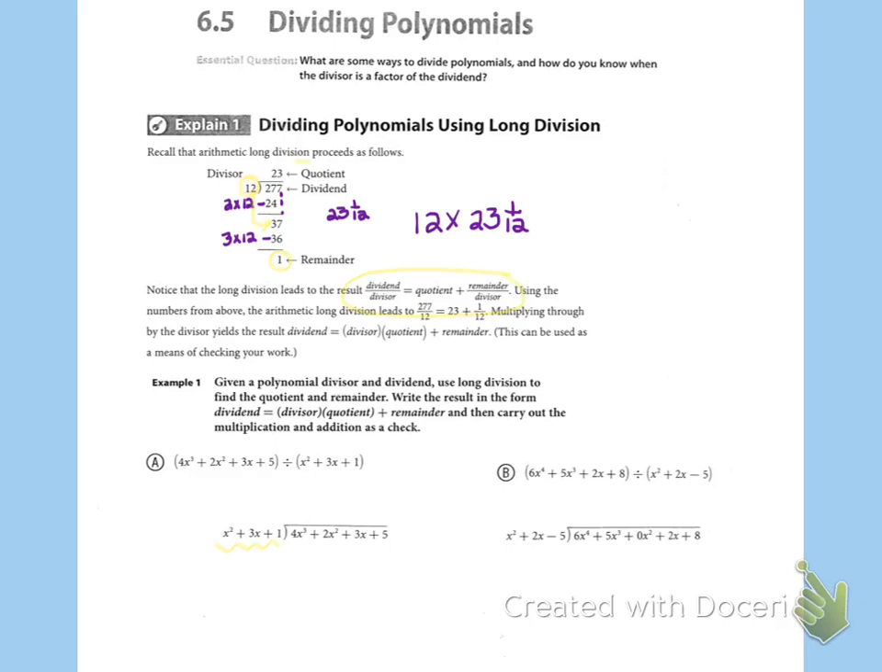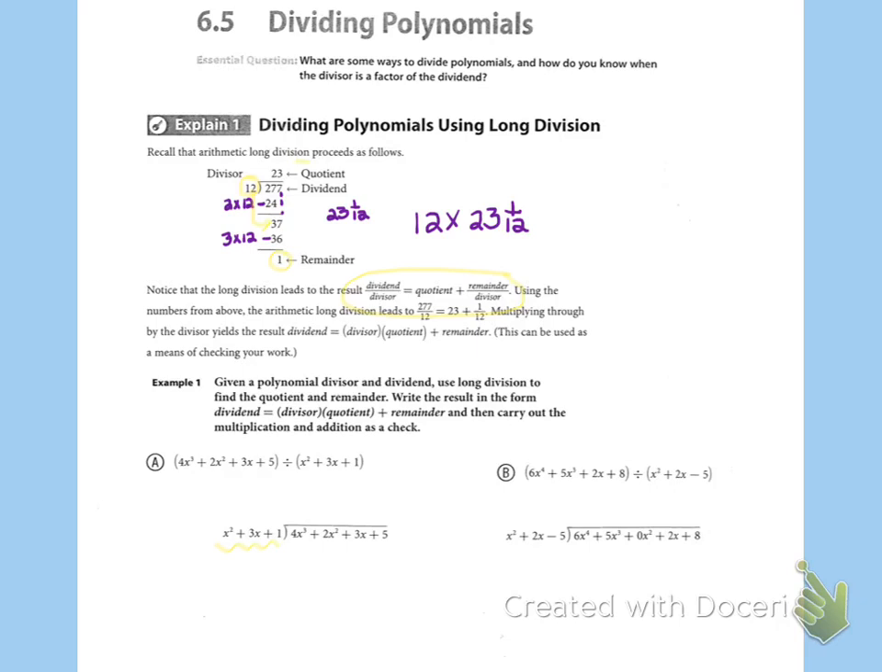I also want to make sure that there are no missing terms in the dividend. So if, for instance, there was no x squared term, I'd want to replace that spot in the polynomial with a 0x squared, or whatever term's missing. I want to put basically what's called a placeholder in. We don't have that situation here. Hopefully we'll see one arise where we can see how we handle that.